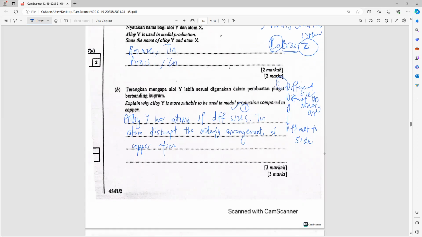Then what was my third point? I already told you all. D. Different size, 1 mark. Disrupt the orderly arrangement, 1 mark. The third mark is difficult to slide. But most students will lose mark at the third mark, because you must say first, when force is applied, the atoms in the alloy do not slide easily.